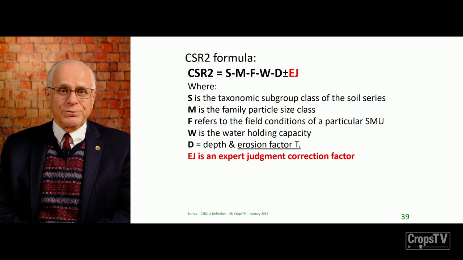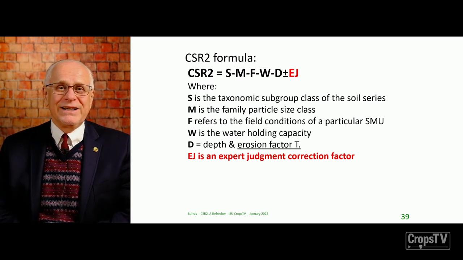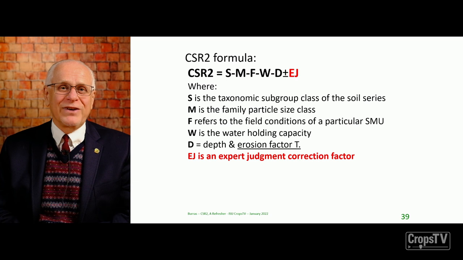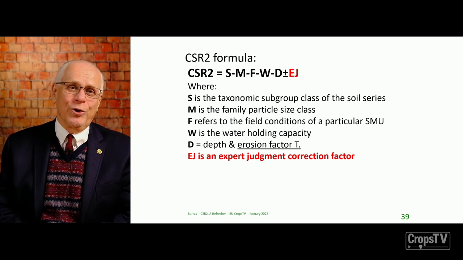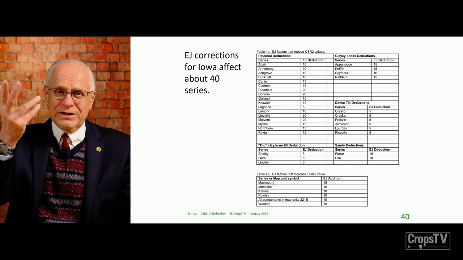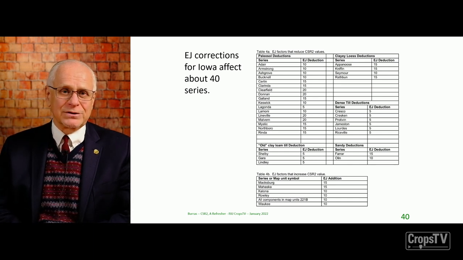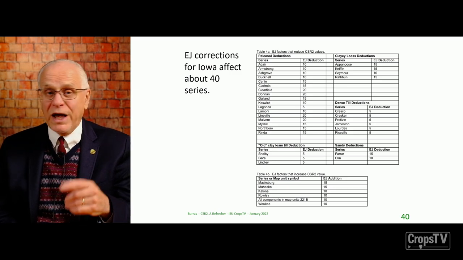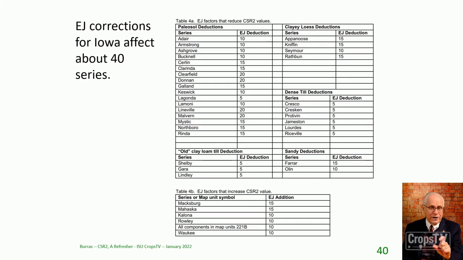Now, coming back to expert judgment, it's the thing I get, so to speak, the most flak or teasing about, because it sounds like I can do whatever I want. Really, this is the list for the whole state of Iowa. The expert judgment affects about 40 percent of Iowa soils. For paleosol soils, a term Dr. Fenton could use because it was a parent material, we typically take off more points because they're not only high clay, they're really dense clay.